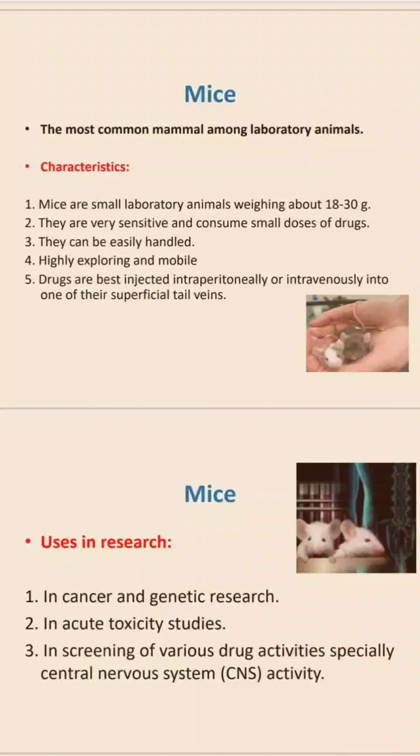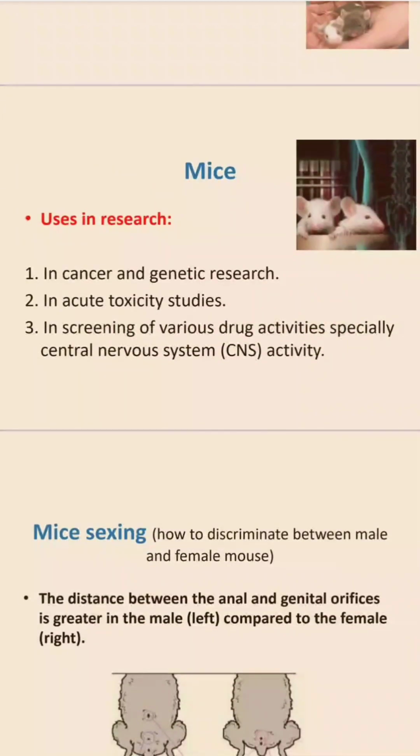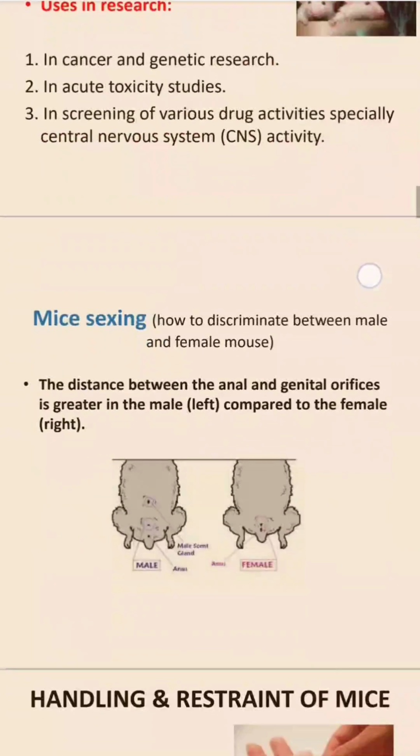Drugs are best injected intraperitoneally or intravenously into one of their superficial tail veins. Uses of mice in research are in cancer, in genetic research, in acute toxicity studies, and in screening of various drug activities, especially central nervous system activity.